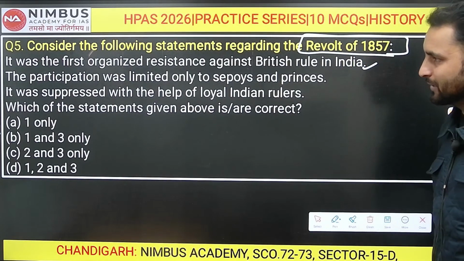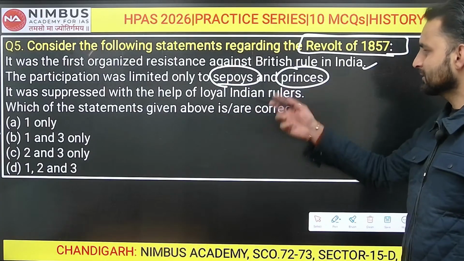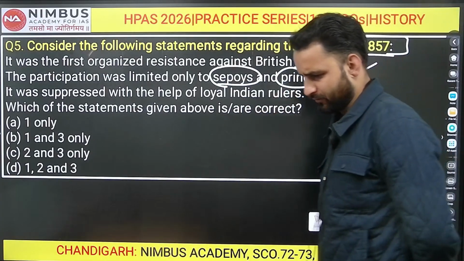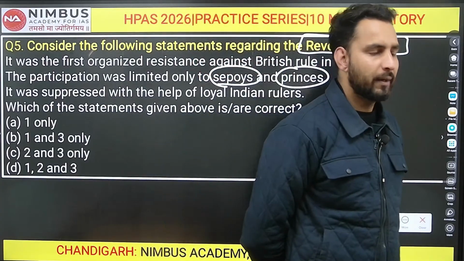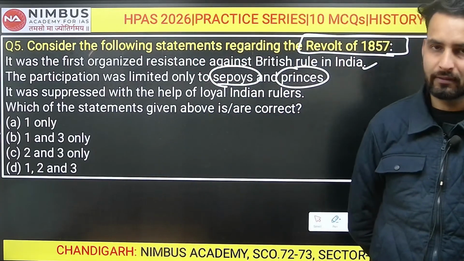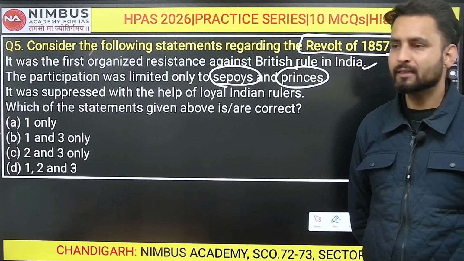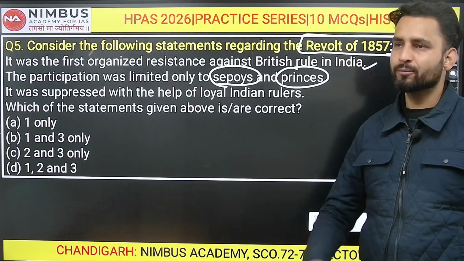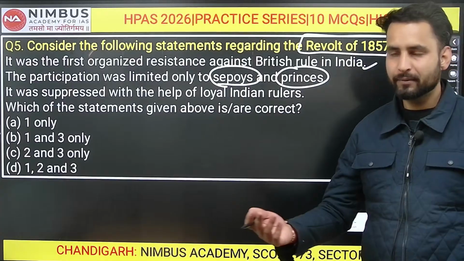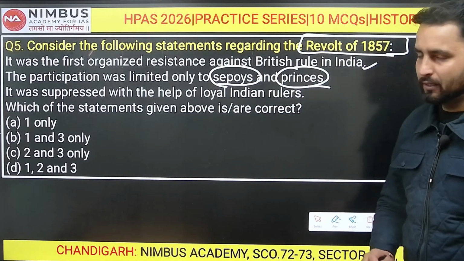Second, its participation was limited only to the sepoys and the princes. Yes, it is right. Why have you given B as the right answer? Its participation remained with various princes, right? The most prominent example was Jhansi Ki Rani, Tantya Tope. All of these people and the sepoys. It was also a sepoy mutiny because it started from the army. So they were the participants of this 1857 revolt.